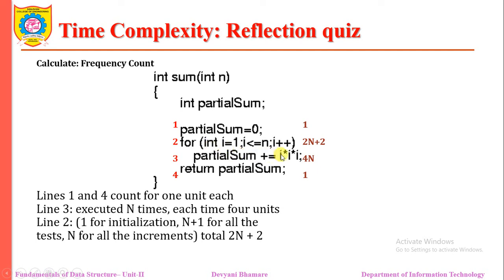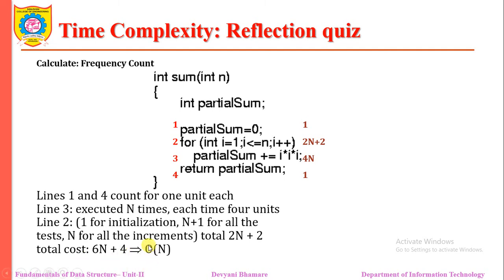And if we think about line number 2, here is 1 for initialization, n plus 1 for all the test comparisons i less than n, and n for our increments. So total 2n plus 2. In this fashion we can compute that its total cost is 6n plus 4. We will see what this O is, called big O, in the next lecture.